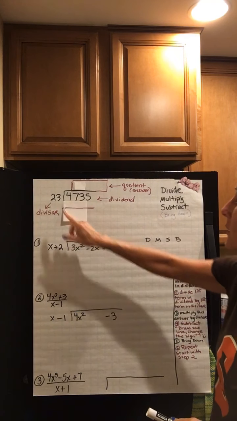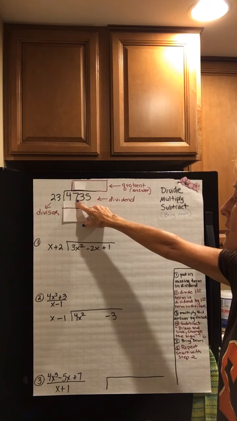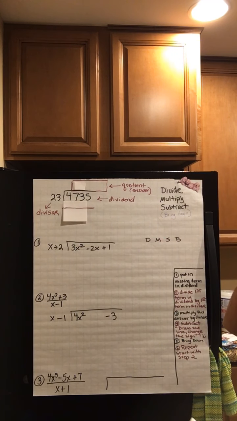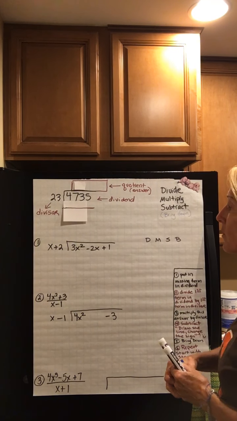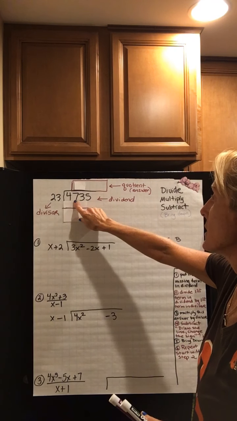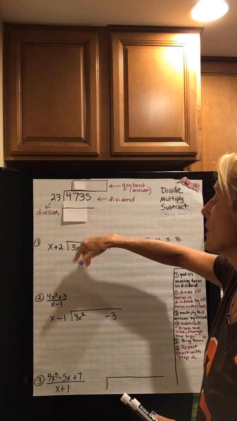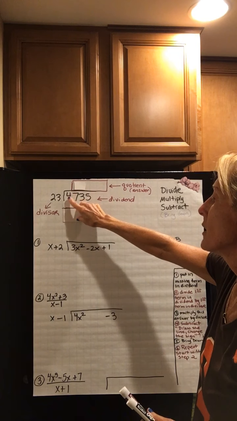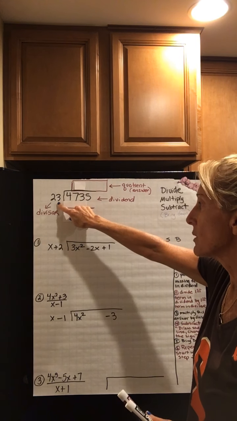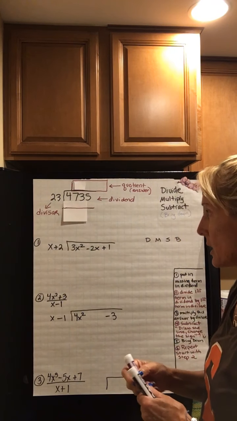A little vocabulary. This is called your divisor. This underneath is called your dividend, and once you get your final answer, that's called your quotient, because you'll be seeing those words in directions and everything. So let's go. We take our dividend and start dividing it by our divisor. We'll start with the first number. Can 4 be divided by 23? The answer is no. So we'll go, can 47 be divided by 23? And the answer is yes.